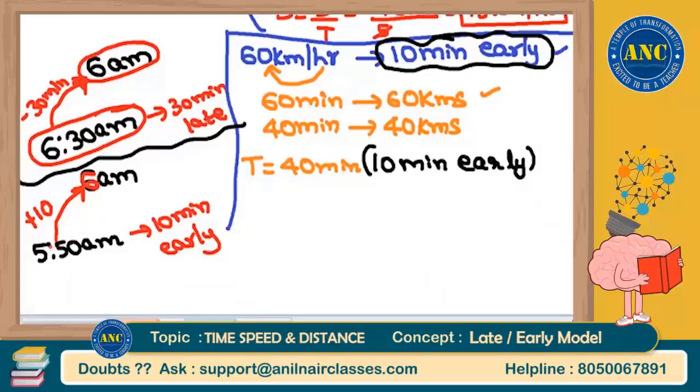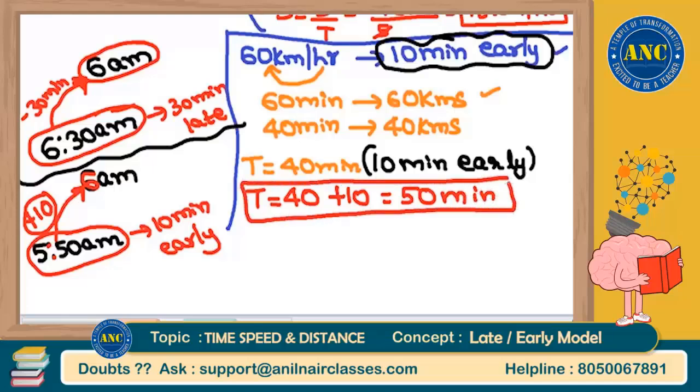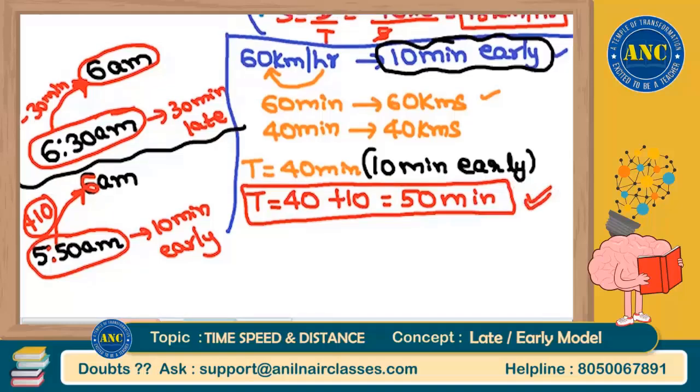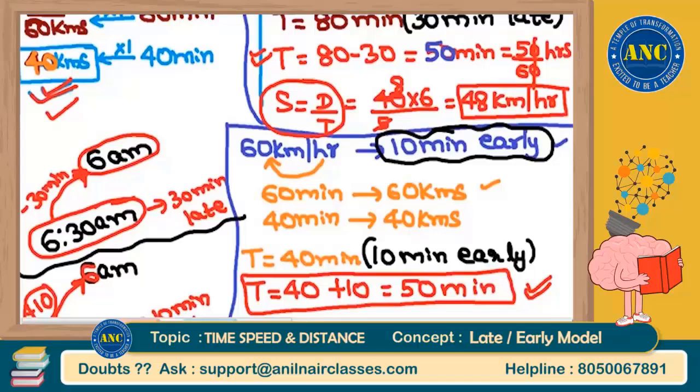That means the actual time is 5:50 a.m. plus 10 minutes. That will give me the actual time. Here also, time is 40 minutes plus 10 more minutes, 50 minutes. You either use the first condition or use the second condition. It makes no difference, because you will get the same answer for time. Once you know time, once you know distance, speed is nothing but distance by time. Convert it to per hour. Answer is 48 kilometers per hour.